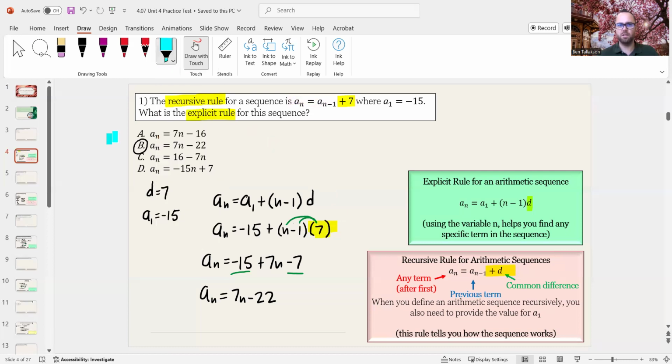Let's do the same thing for a sub 1. They very clearly tell you what a sub 1 is. So once again, you look in your explicit rule, a sub 1 is in the front, right after the equal sign. So we put it right there, and all of the work is done as far as substitution goes. Now we need to simplify. So we distribute. So we ultimately multiply that out. And then we combine like terms to get our simplified explicit rule. We have now successfully converted this from recursive to explicit.